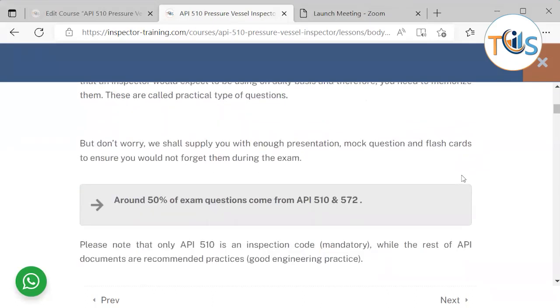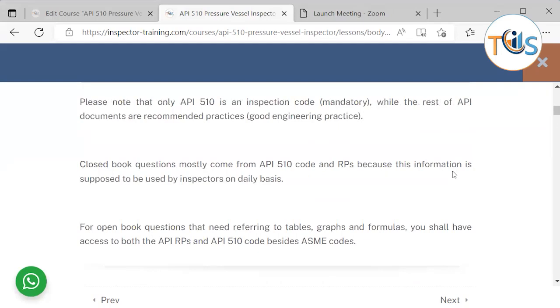Around 50% of questions, as we said in the last module, come from 510 and 572. So these are the two most important documents that you have to study. And also please remember the difference between them. The API 510 code is an inspection code. It's mandatory. It tells you what to do, what not to do, what is allowed, what is not allowed. While the 572, like any other recommended practice, is good engineering practice. So it tells you how to do it, when to do it. As an inspector, you would be using this 572 on a daily basis, because that is like a guideline for you.